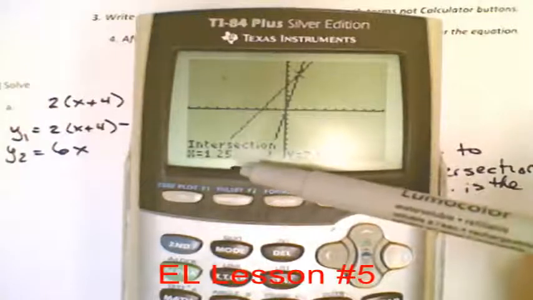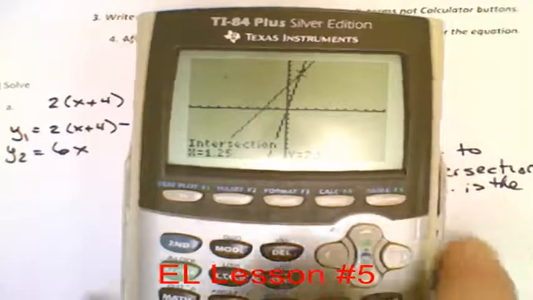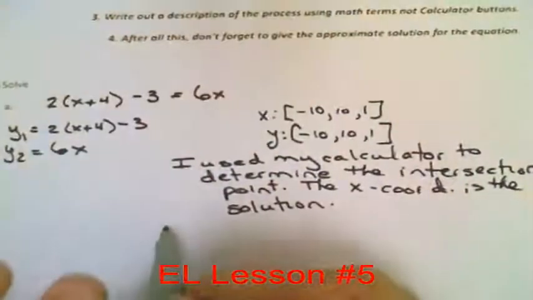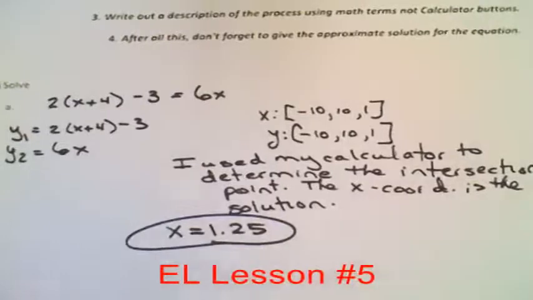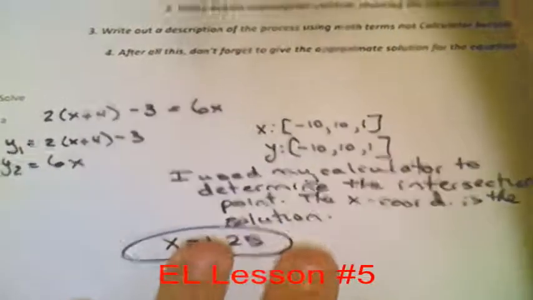If you can't see it, then you've got to fix the window. It finds the intersection point. The intersection point has x equals 1.25. It does have a y coordinate, but the x coordinate is the solution. So it tells me that if I did the algebra, I would get that x equals 1.25. And there's my solution. Okay? So you go through, you do that.